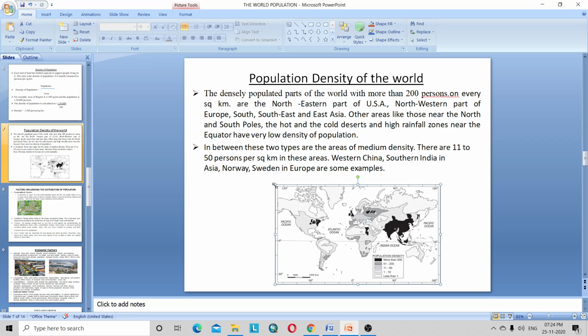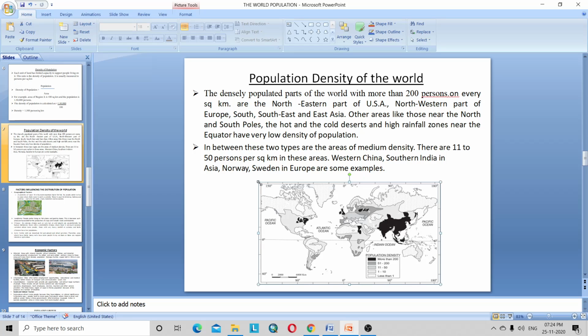Let's see in this map the population distribution of the world. The darker shade, which is dark color or black, shows the areas of the world where the population density is more than 200. You see part of USA, part of Europe, and then the majority of the area is from Asian countries: India, China, Indonesia, Bangladesh. Those countries have more than 200 persons per square kilometer.